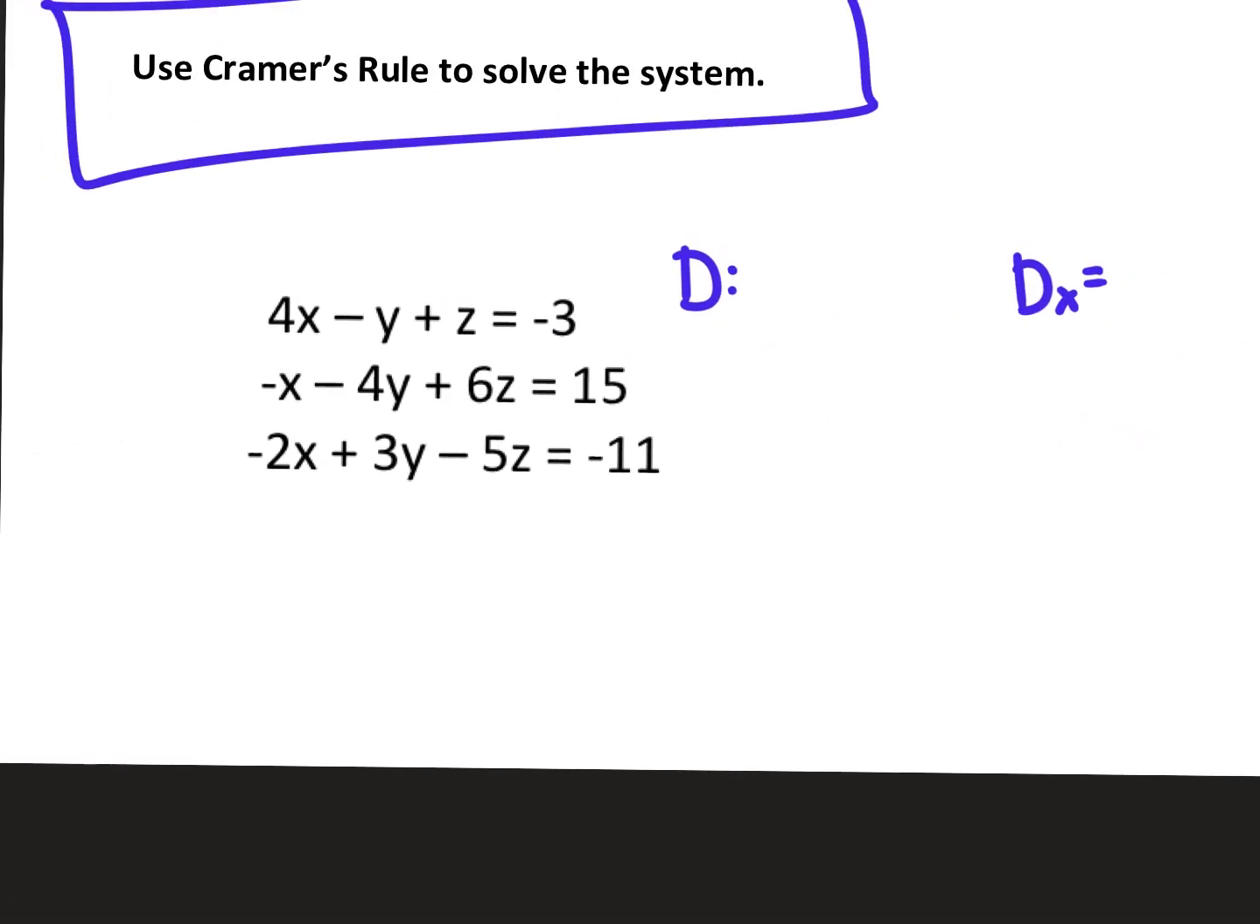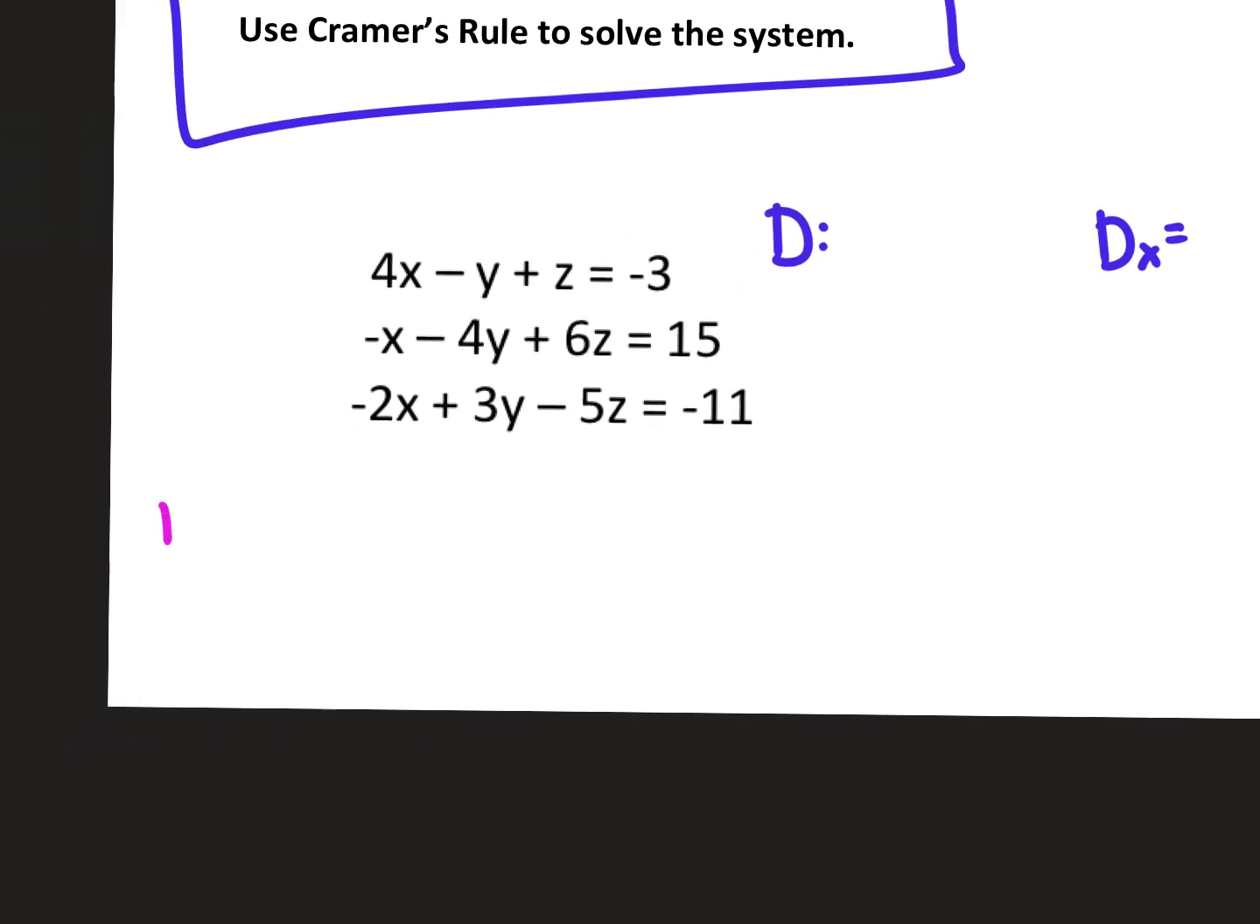Make sure all of your x's are lined up, all of your y's are lined up, all of your z's are lined up, right? If you're going to find the determinant of the coefficients, let's figure that out.